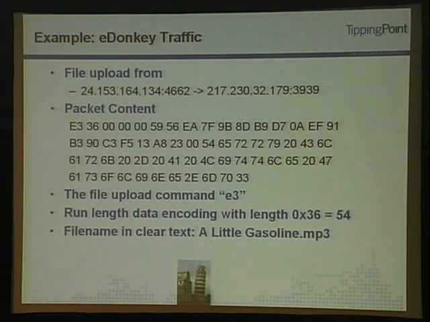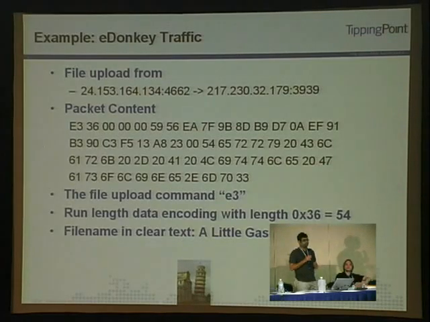Similar is the story with eDonkey too. This is another packet from an eDonkey client trying to download a file from another peer. And if you look at many of these packets for the file uploads or downloads, you can figure out the pattern. And in this case, the pattern is very perceptible. You see all the file uploads begin with the command, which is the hex E3 character. And the packet length is encoded in the next 4 bytes. So the packet length here is 54, encoded as 36 in little endian order.